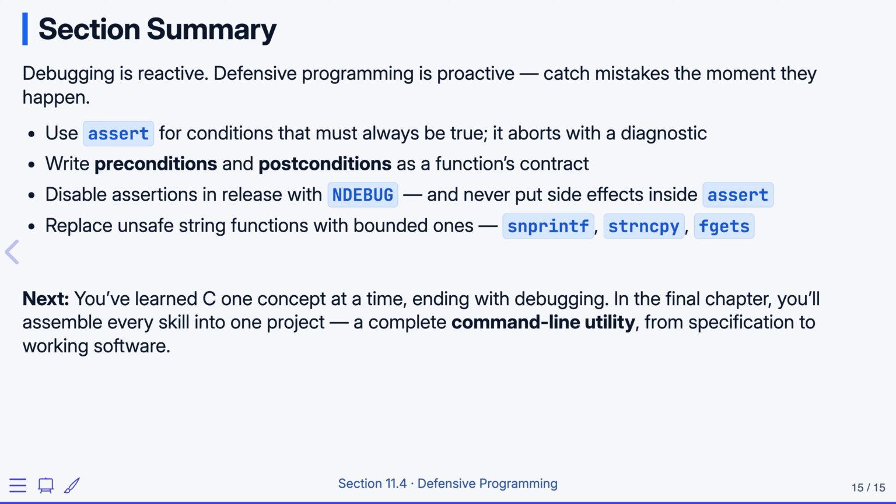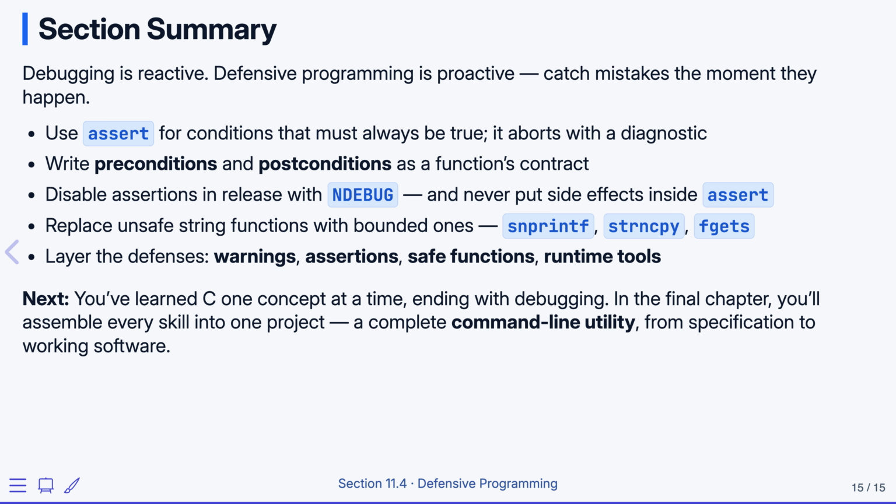Replace unsafe string functions with bounded ones, snprintf, strncpy, and fgets. And layer your defenses. Compiler warnings, assertions, safe functions, and runtime tools together. Next, you have learned C one concept at a time, ending with debugging. In the final chapter, you will assemble every skill into one project, a complete command line utility, from specification all the way to working software.